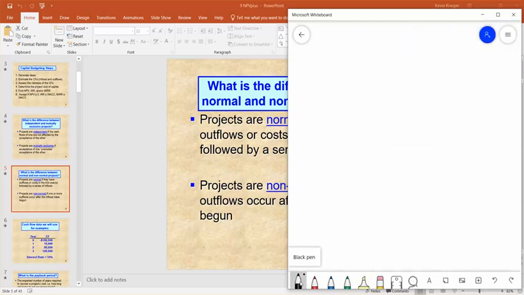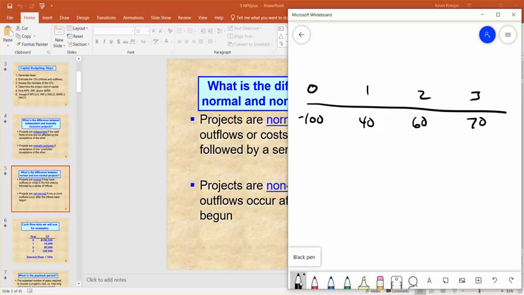If you have a project with cash flows that are, say, negative 100, and then 40, 60, 70, these are normal cash flows. They're normal because the upfront cost is negative. Usually that's how projects work. It takes some money to get them off the ground. And then the sign changes. We go from negative to positive and we start having inflows. This is the most standard normal cash flow setup.